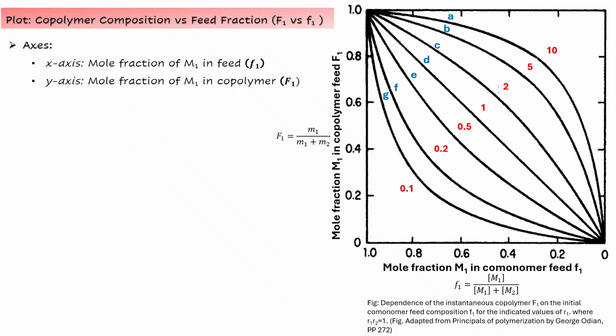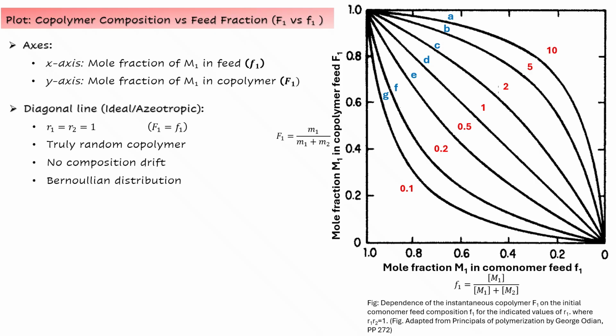For each curve, the reactivity of monomer 1, R1, is written in red. The value of R2 is chosen so that the product R1 R2 is equal to 1 in all cases. Let us first discuss the diagonal line. It represents the case in which both R1 and R2 are equal to 1. This is called the azeotropic line or the ideal copolymerization line.